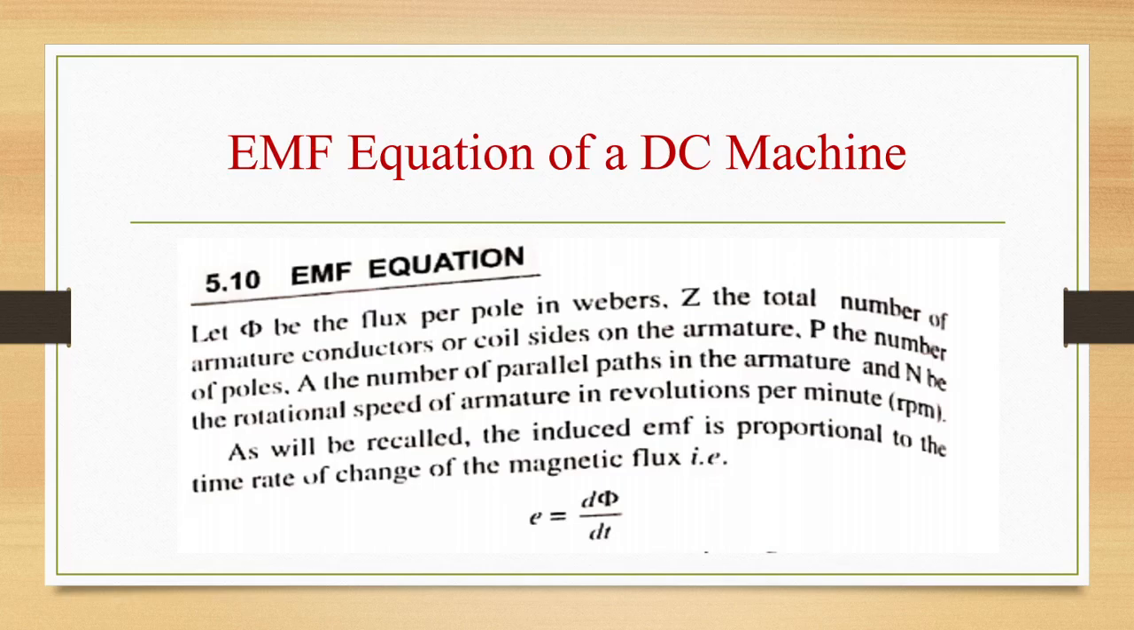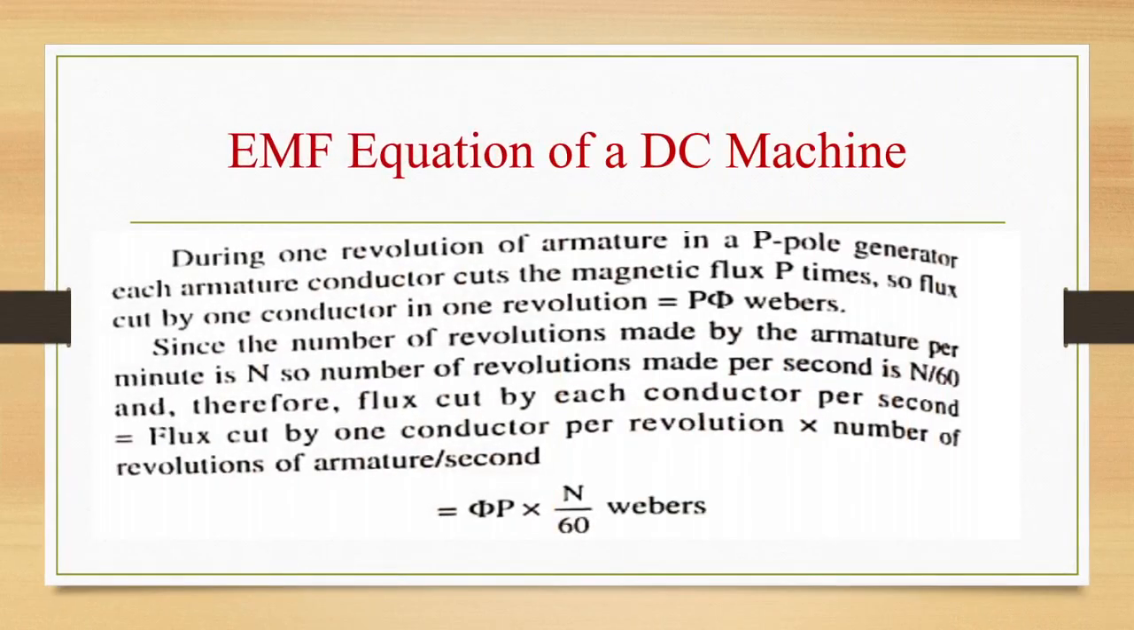P is the number of poles, A is the number of parallel paths, and n is the rotational speed of the conductor in revolutions per minute. Induced EMF is proportional to the time rate of change of magnetic flux, that is E is equal to dφ/dt. According to Faraday's law of electromagnetic induction, EMF induced is equal to the rate of change of flux, E is equal to dφ/dt.